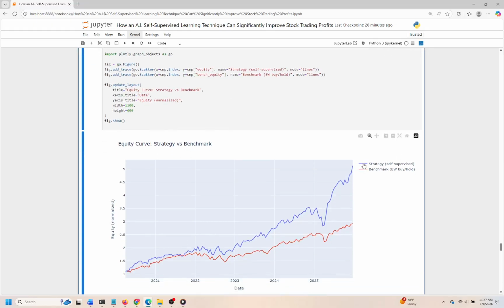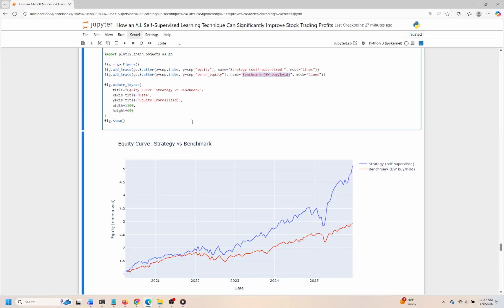The code begins by importing Plotly, which is a powerful library for creating interactive visualizations. We initiate a figure object that will serve as our canvas for plotting. Next, we add two traces to the figure. The first trace represents our self-supervised strategy's equity, while the second trace shows the benchmark's equity. Both are plotted over time, using the dates in the data frame as the x-axis. The choice to display these two curves together is particularly insightful.